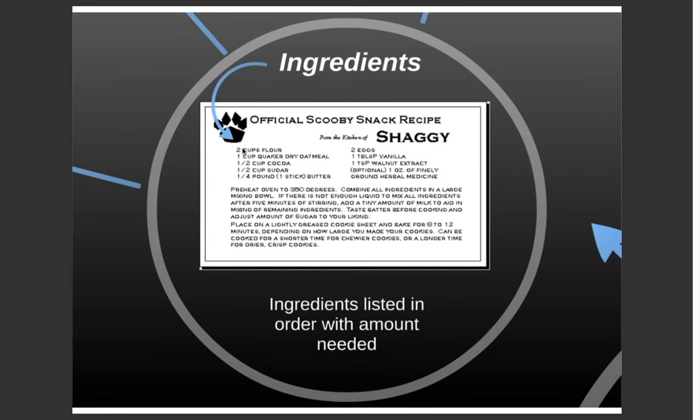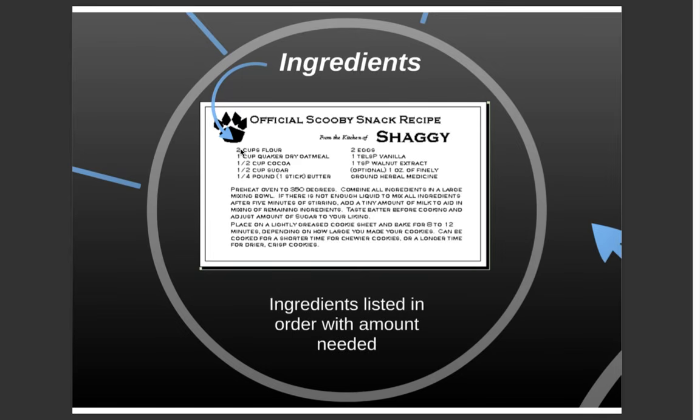Recipes also have the ingredients listed. If you don't know what you're putting in and how much, you're not going to be able to make anything. The ingredients are listed in order of the amount needed. For example, the largest volume comes first. So for this official Scooby Snack recipe, we would need 2 cups of flour, and it goes clear down to the smallest amount of 1 teaspoon of walnut extract, if we're not looking at the optional 1 ounce of finely ground herbal medicine.